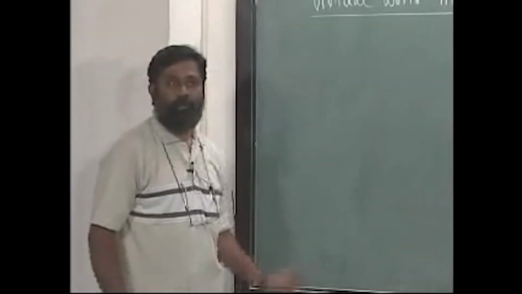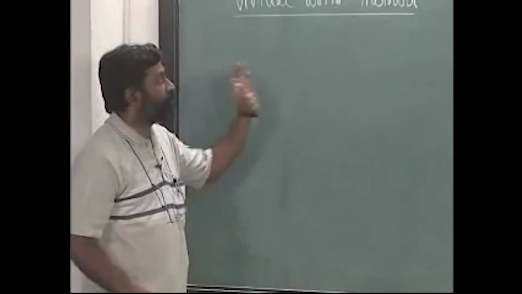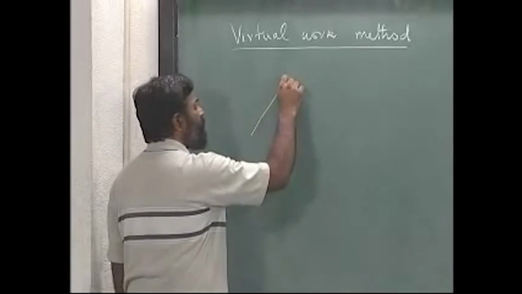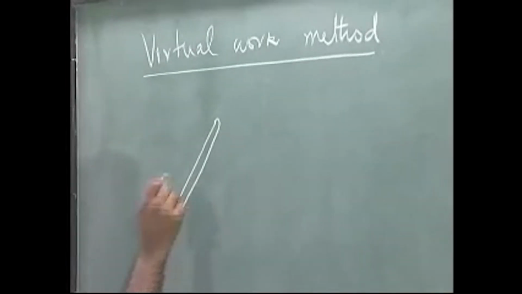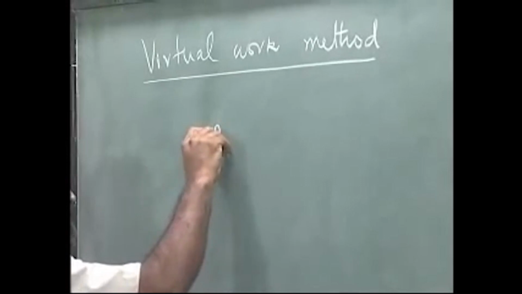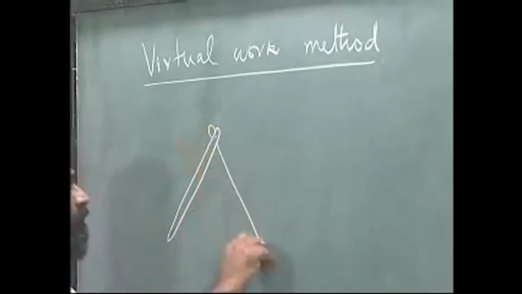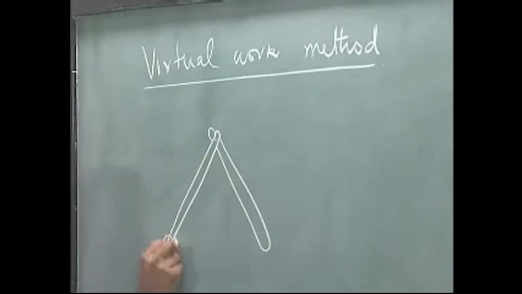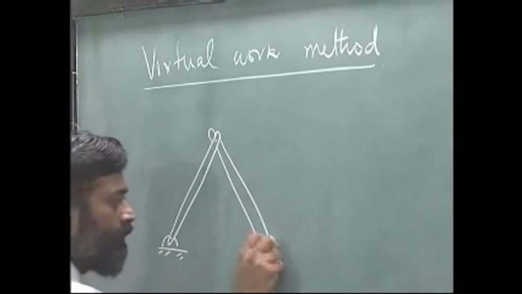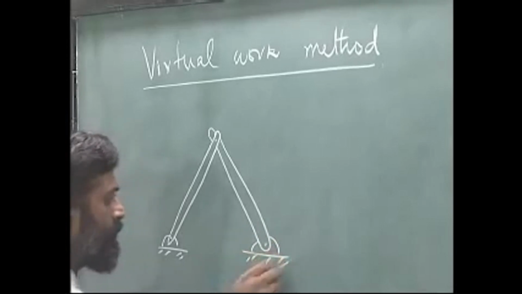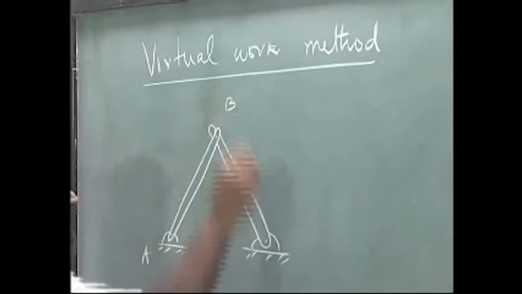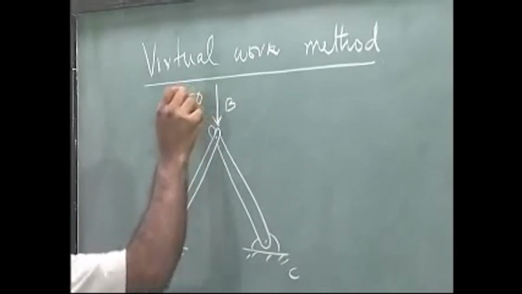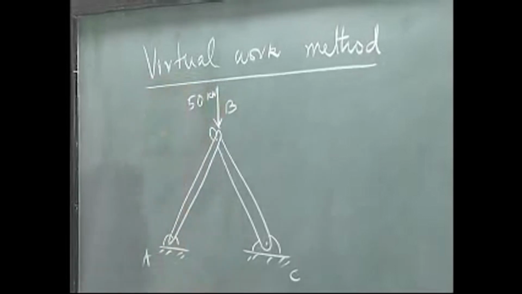Let us solve one of these problems using the virtual work method. The problem is that of a 2-bar truss pinned at both ends. Let us call this A, B, C, and a force acting like this, let us say 50 kilonewtons.